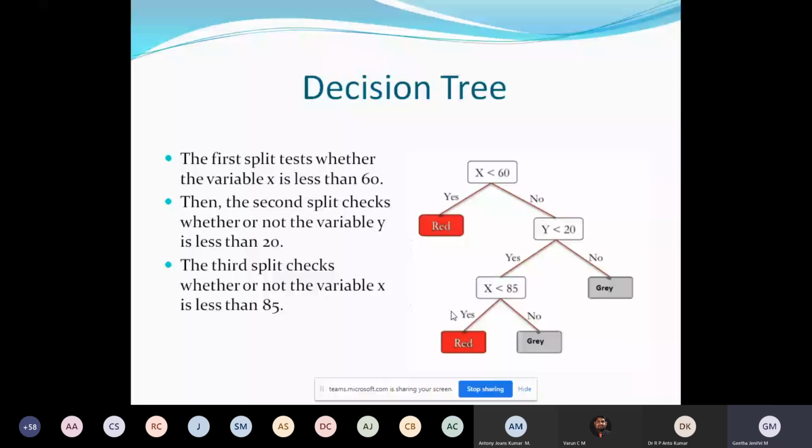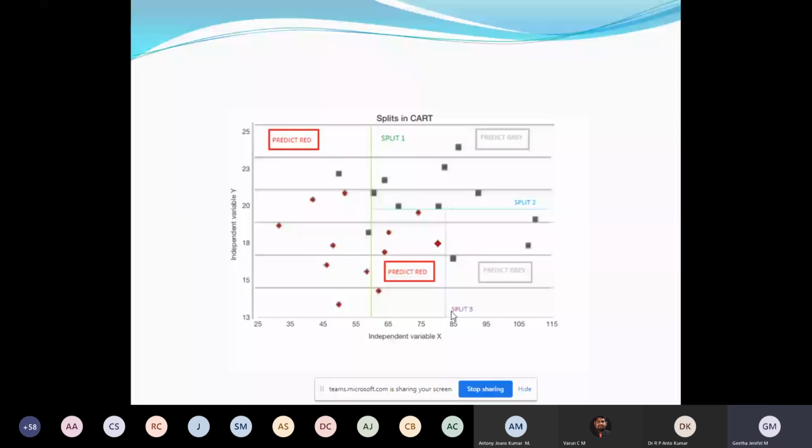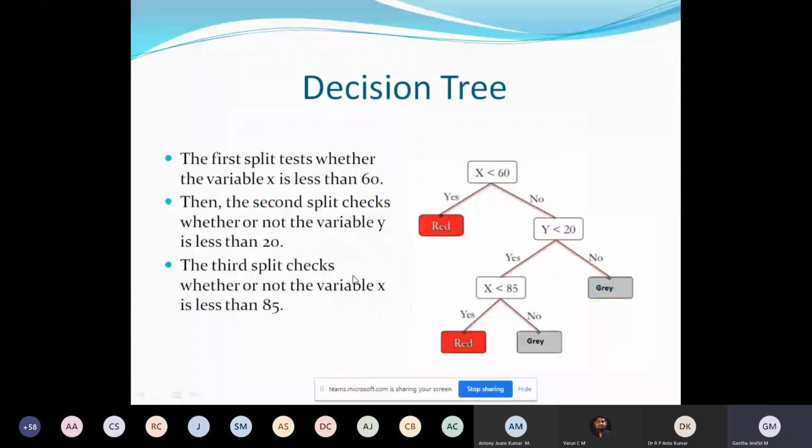First split tests whether the variable X is less than 60. If yes, the model's prediction is red. If the result is no, the model moves on to the next split. In the previous example, you see that the independent variable X less than 60 means our model predicts the data point belongs in red color.